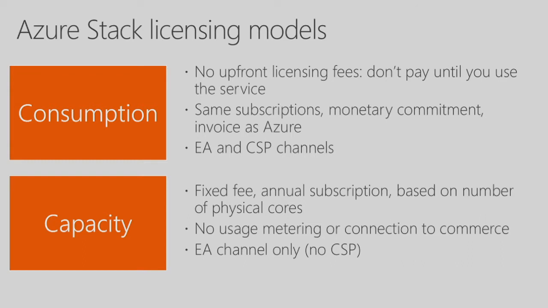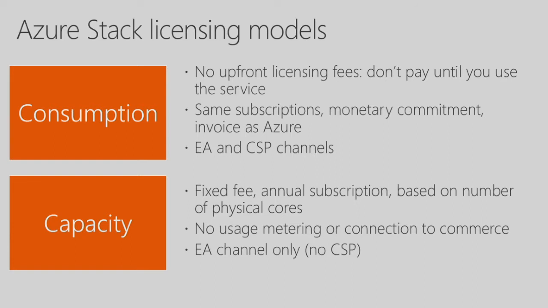Capacity is the model that resembles more traditional software licensing. You count the physical core in your Azure Stack. You buy a capacity license upfront in proportion to the physical cores, and after that you do not need to report usage. You have essentially unlimited usage for the duration of the capacity license, which is annual. This is only available to enterprise customers, not in the CSP channel. So today we will really focus on the consumption model of these two.